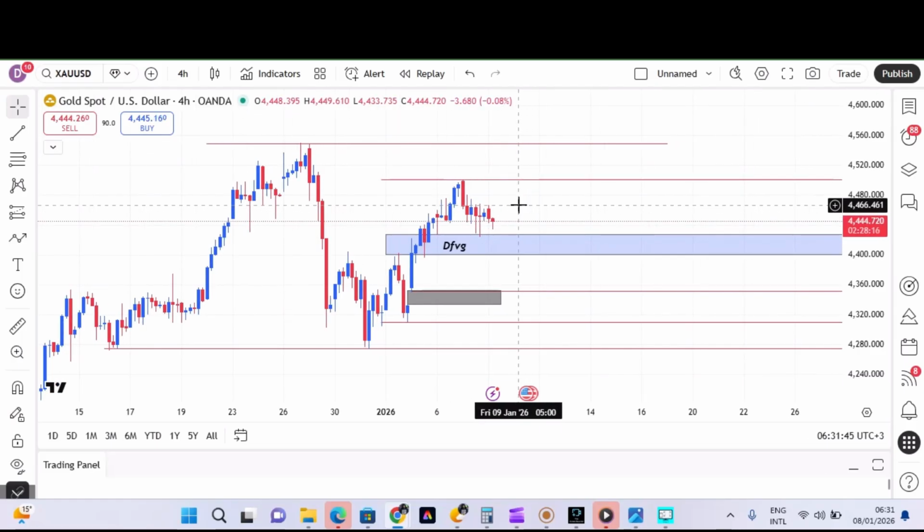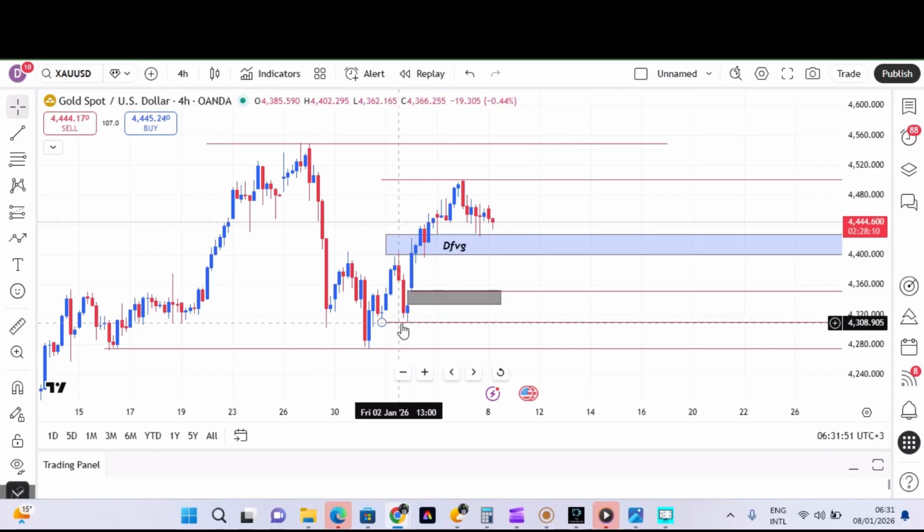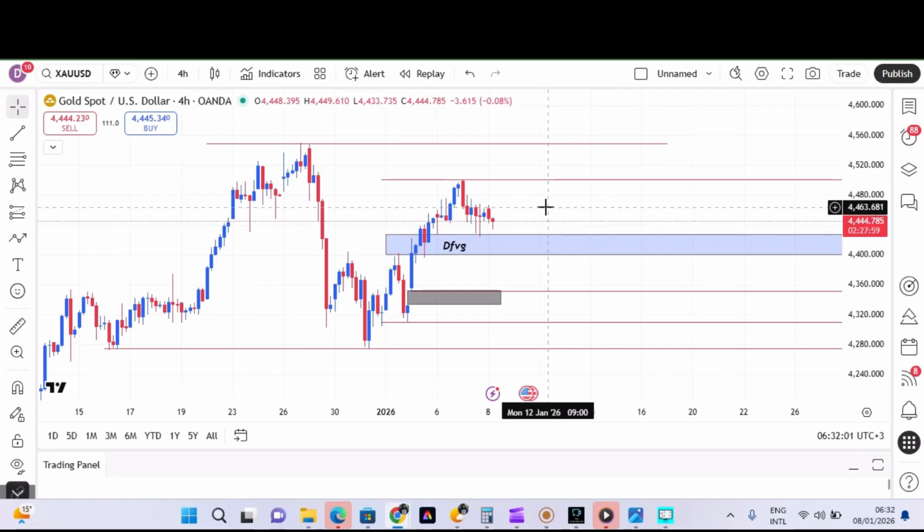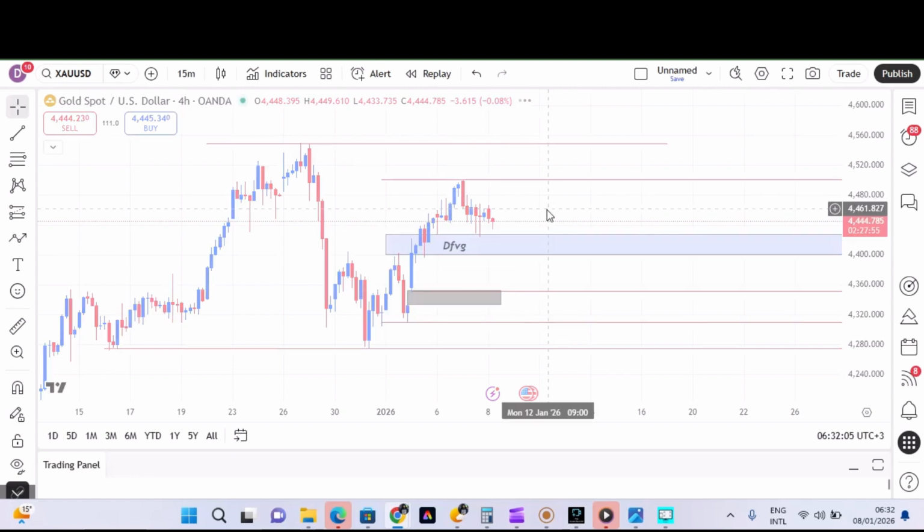So, 4-hour high, 4-hour low liquidity, and also some liquidities here. Very many of them here. Okay. All right. So let us go to the 15-minute time frame.